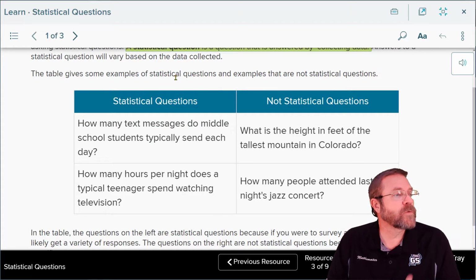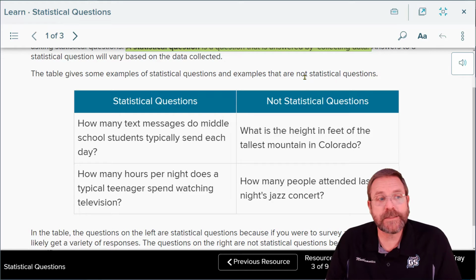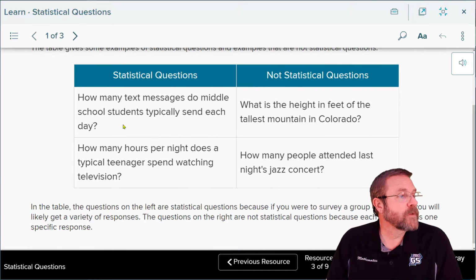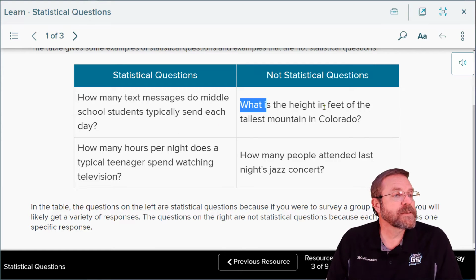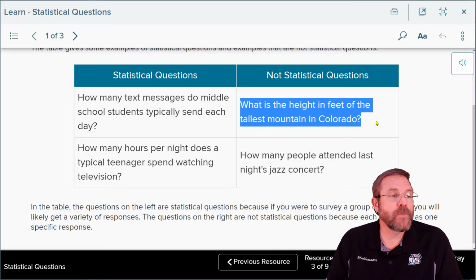The table gives some examples of statistical questions and examples that are not statistical questions. So, a statistical question: how many texts do middle school students typically send each day? That's a question you could ask people and get answers from. Not statistical: what is the height in feet of the tallest mountain in Colorado? There's only one of them.